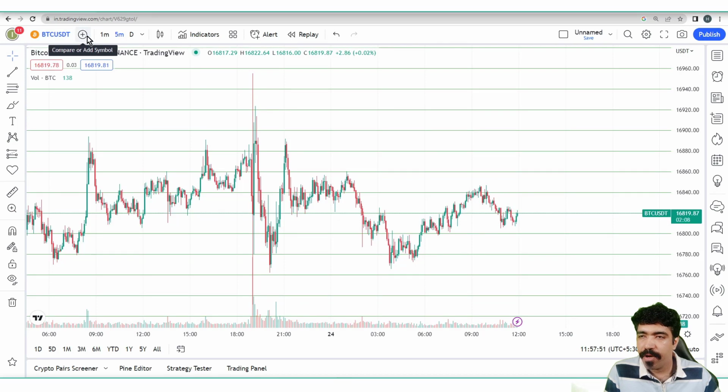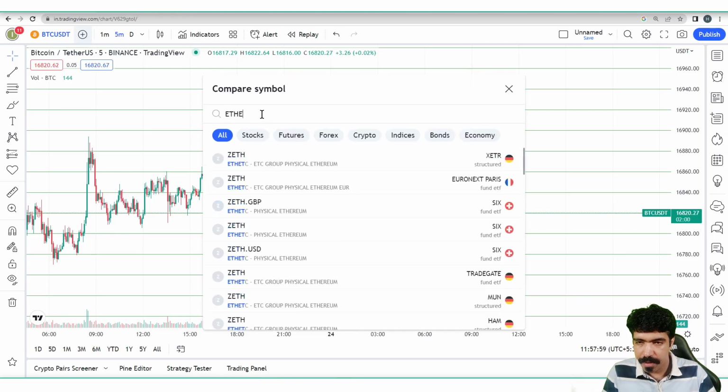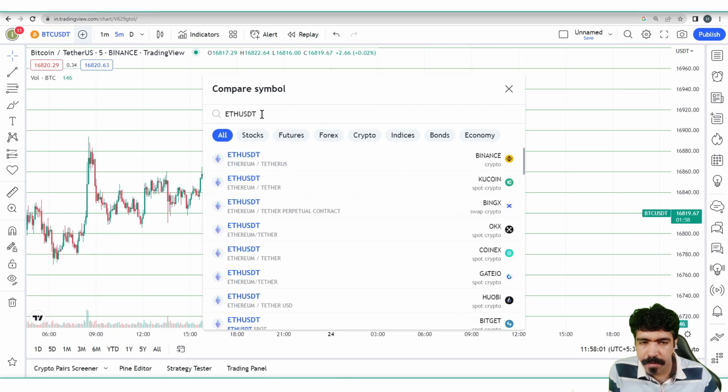Next is the compare or add symbol. Let us say I want to compare the Bitcoin chart with respect to Ethereum. Click on add, type Ethereum USDT. You can see that this pair has been listed on KuCoin, Binance, BingX, etc. The earlier chart was Bitcoin on Binance exchange, so let us compare it with the Ethereum chart on Binance exchange. Click on Ethereum.